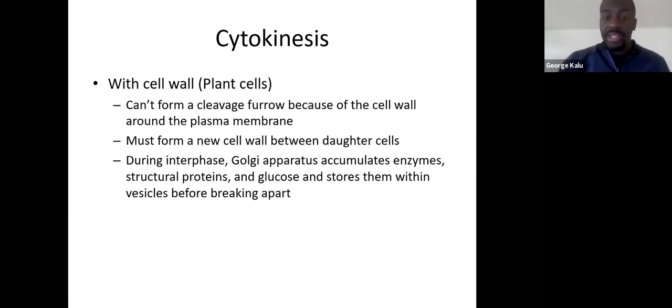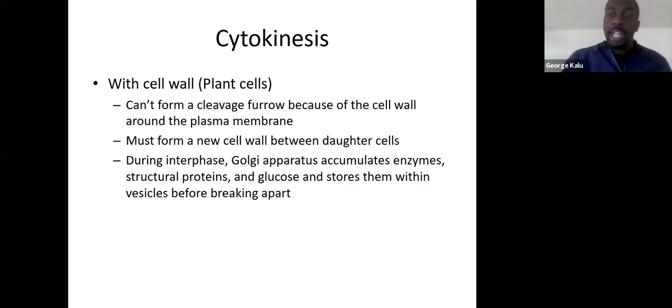The way this is going to work is we're going to go back to interphase, which we haven't really talked about, and we'll talk about that more on Thursday. But at the beginning of interphase, where the cell is starting to prepare to undergo division, the Golgi apparatus is going to start to accumulate a bunch of different stuff. It's going to take in some enzymes, some structural proteins, and some glucose, and it's going to store them inside the vesicles within the Golgi apparatus.